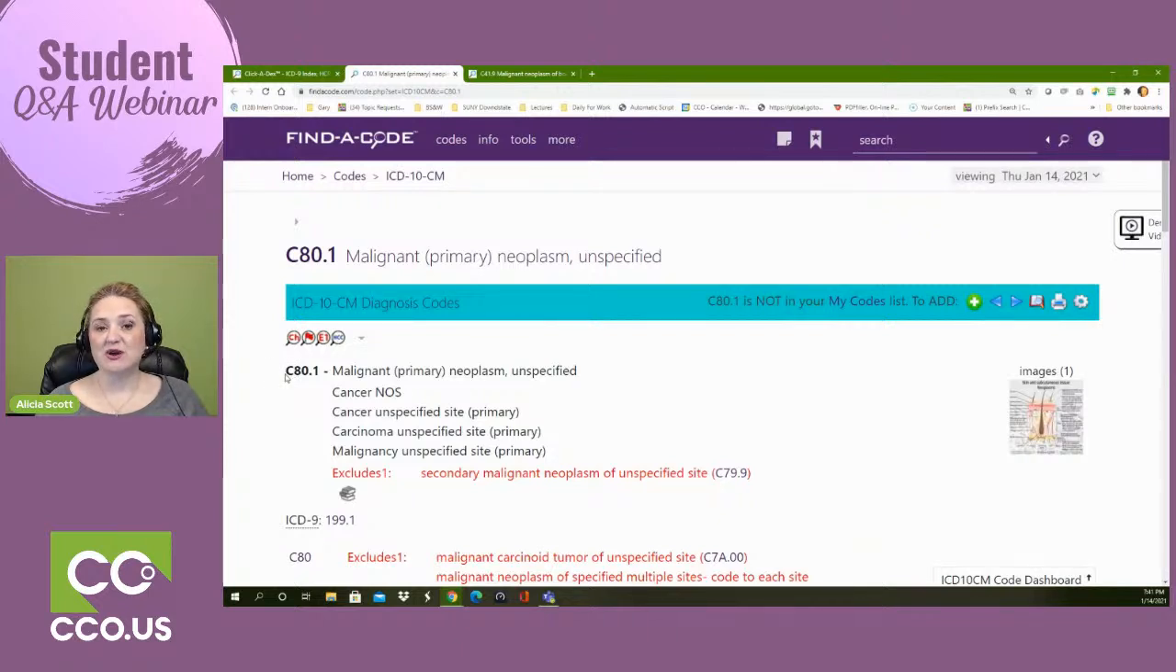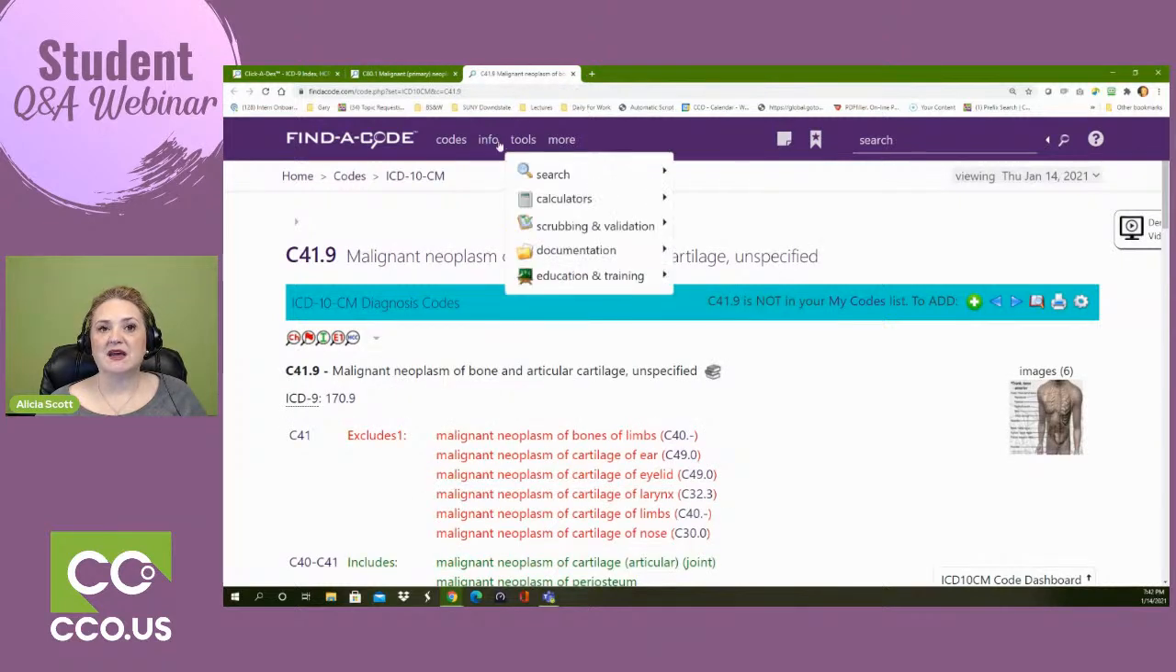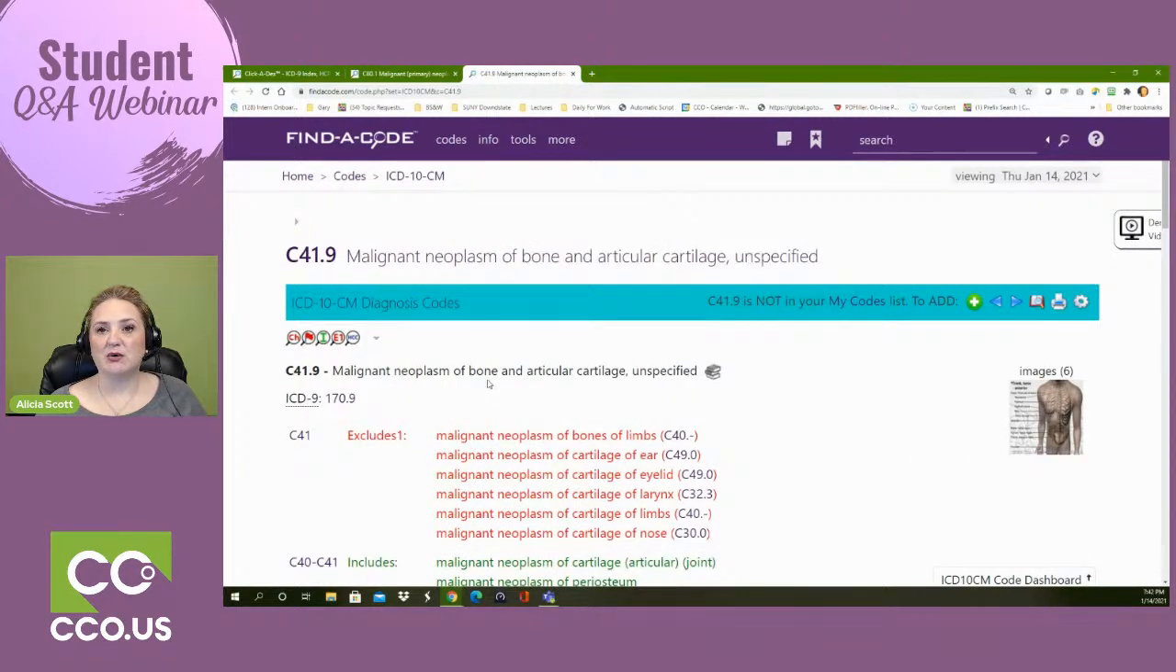C80.1, if you ever see that code, that means that the location has not been noted. And they like to throw that in on test questions as one of the options. So again, you might want to note that in your manual, and that this is cancer NOS, not otherwise specified or unspecified. And then malignant neoplasm of the bone, and then it includes the cartilage, and then it says unspecified.